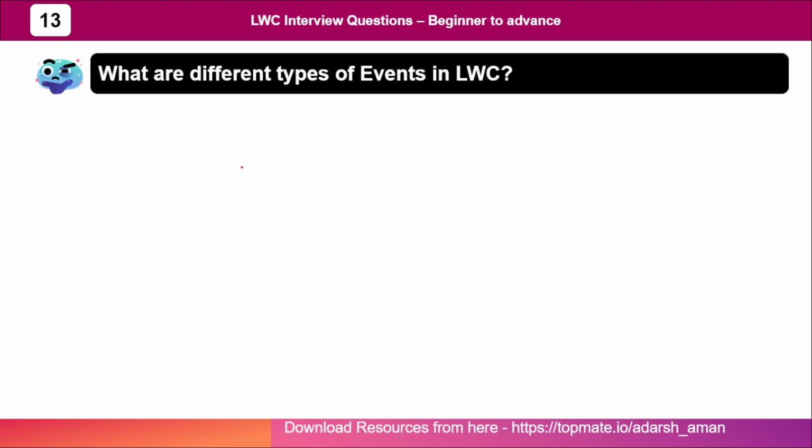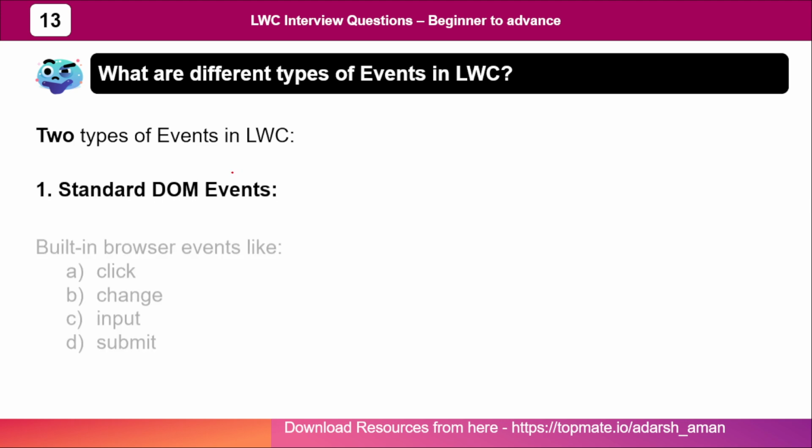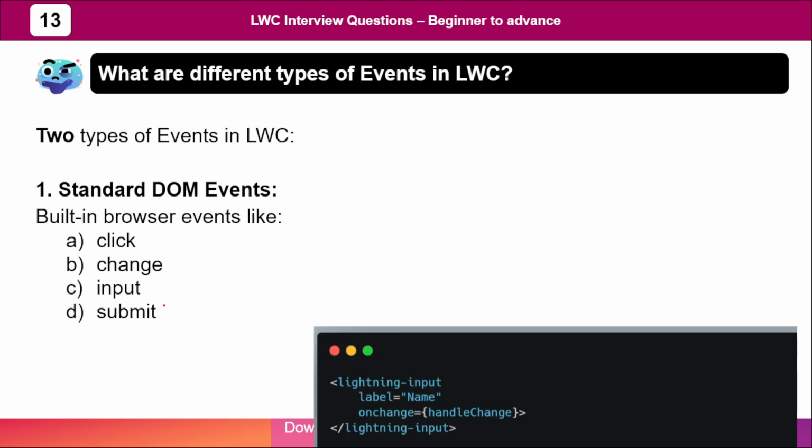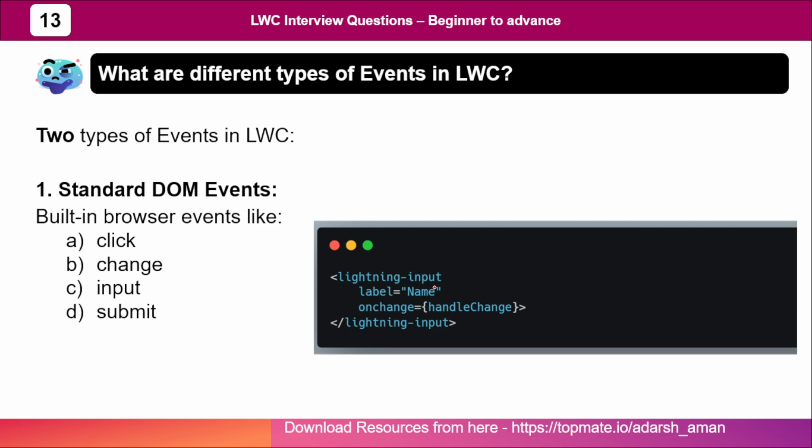Moving on to the next question, what are the different types of events in LWC? In LWC there are two types of events. First, standard DOM events. These are inbuilt browser events like click, change, input, submit. For example, whenever you write an input box, you write onchange. This is one of the built-in browser events. Whenever any value gets changed, the inbuilt standard event will get dispatched automatically, and this method will be called in the JavaScript and handle that event. So onchange, onclick, oninput, onsubmit are some of the standard DOM events that we have.